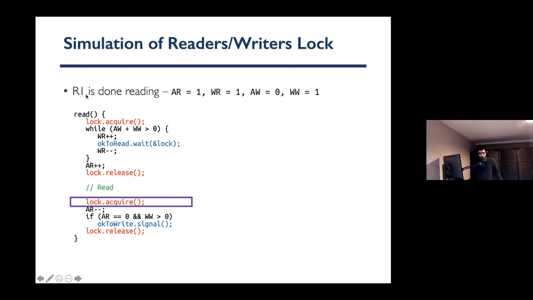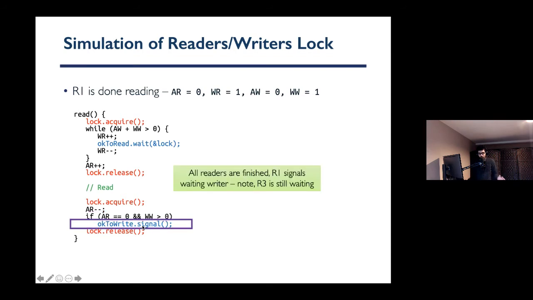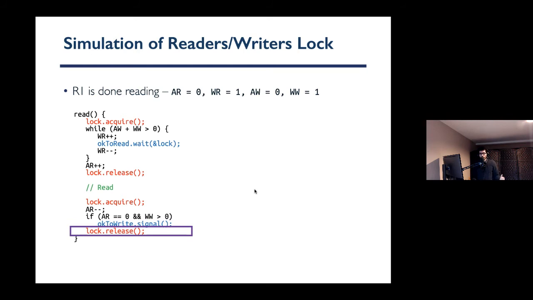Now let's say at this point R1 is done, so it wants to release the ReaderWriter lock. It acquires the mutex and decreases active readers by 1, so now active readers becomes 0. Because active readers is 0 and there is 1 waiting writer, it can signal that waiting writer. So at this point, it signals. All this does, and nothing more, is change the state of W1 from waiting to ready. It puts the W1 thread onto the ready queue, so that the scheduler at some point can schedule this thread. Then it releases the mutex and gets out.